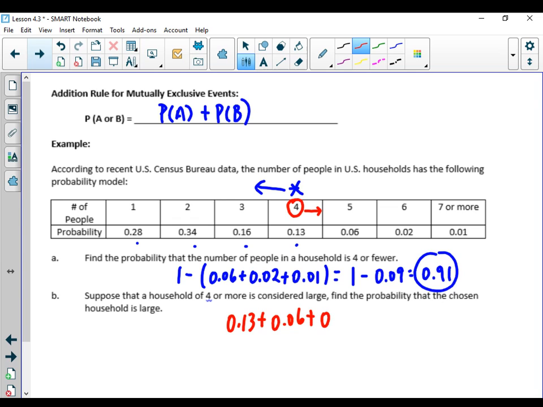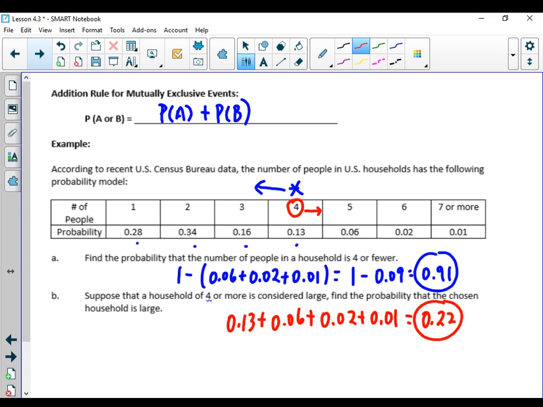So 4 or more, if I add all the values together, would end up being my probability. So on this one I have, let's see, 0.22, that the probability would be considered, or the household we chose would be considered to be large.